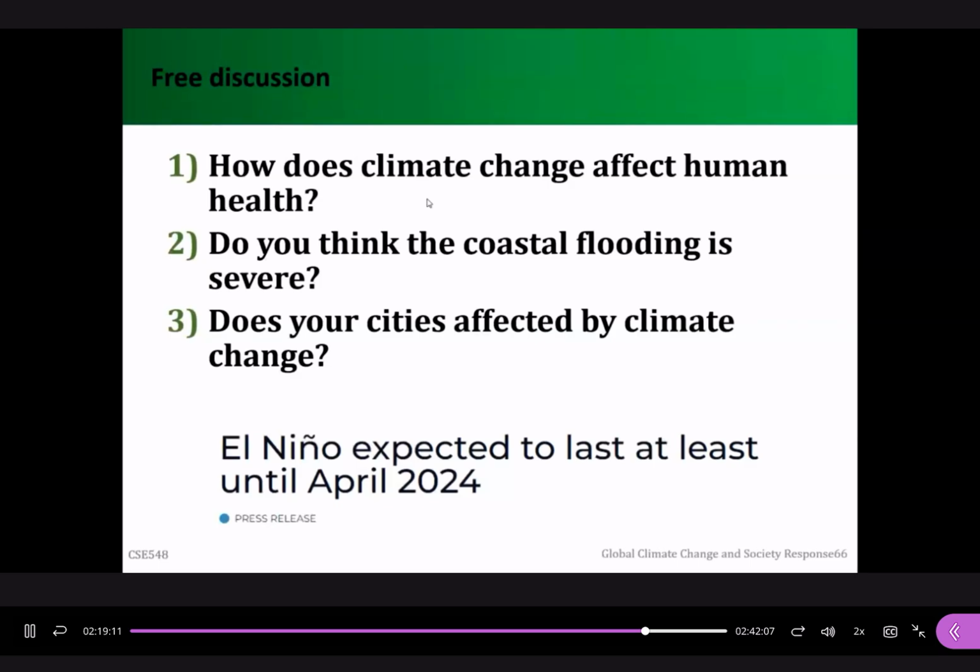Okay, so the first question is: how does climate change affect human health? The beginning is the temperature increase. Temperature increase can cause extreme weather events. All kinds of extreme weather events can affect human health, such as heat waves and heavy precipitation. In the summer, especially for people working outside of buildings, heat stroke is very common. If there are unexpected heat waves, possibly they will not be well prepared for that case. So heat stroke is an important factor for human health.